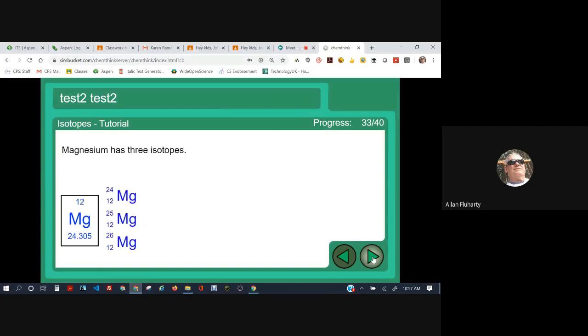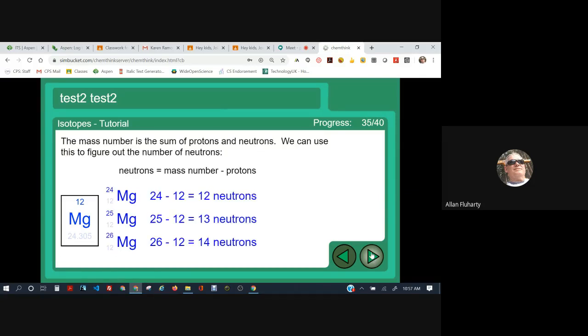Magnesium has 3 isotopes. Each isotope of magnesium has 12 protons. The mass number is the total number of protons and neutrons. We can use this to figure out the number of neutrons. Again, neutrons equals the mass number minus the number of protons. For the isotope magnesium 24, 24 minus 12 is 12. Magnesium 25, 25 minus 12 equals 13 neutrons. And 26 minus 12 equals 14 neutrons. So here are the number of neutrons in each isotope of magnesium.